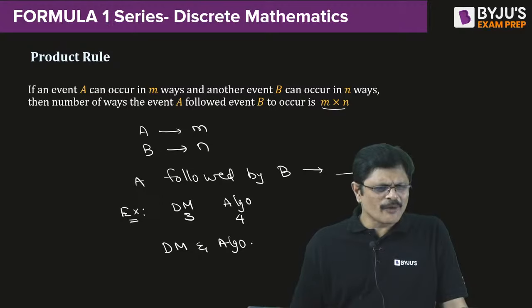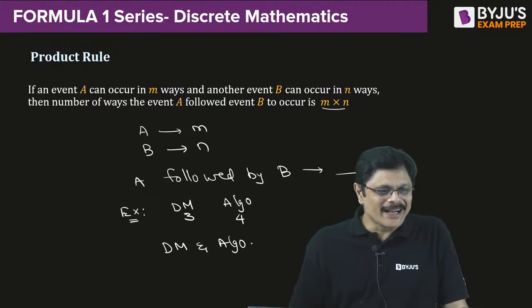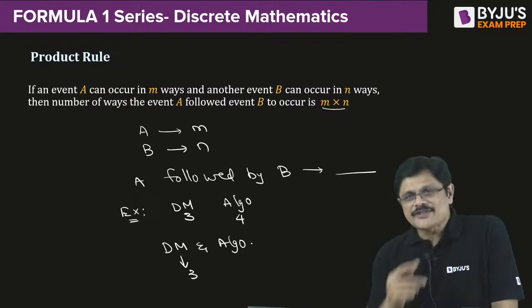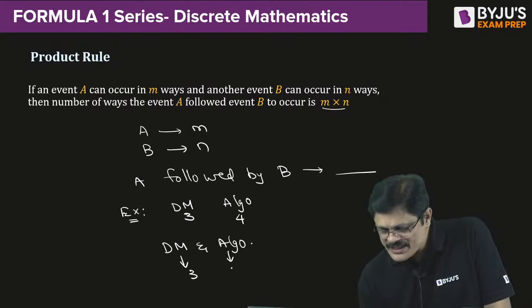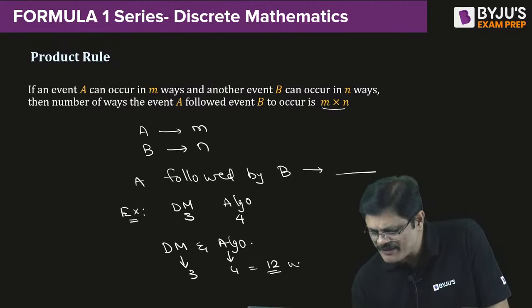See, there are 3 choices for selecting discrete mathematics. For each of these 3 choices, there are 4 choices for selecting algorithm. That is 3 into 4, 12 ways, my dear friends.